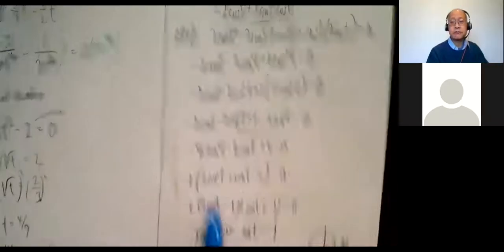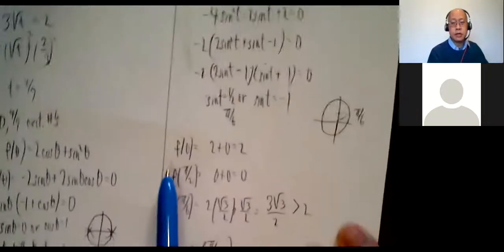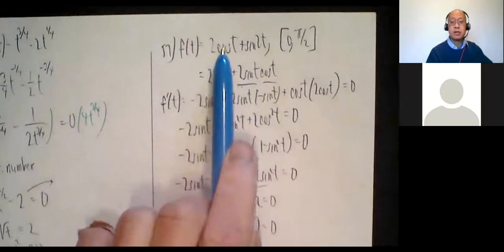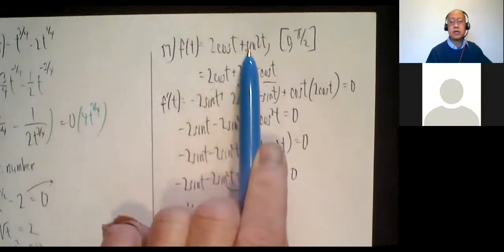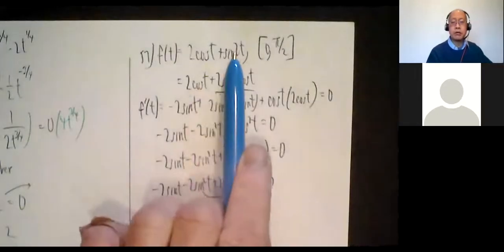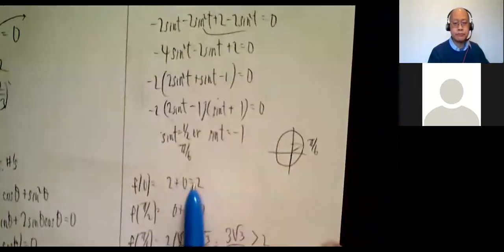Okay, so I get my list. So I plug in 0, pi over 2, and pi over 6. Right? So f of 0, plug in 0. 2 cosine of 0 plus sine of 0. Sine of 0 is 0. Okay, cosine of 0 is 1. You get 2 plus 0 equals 2. You can plug in 0 right here, 0 right here. That's 0. Cosine of 0 is 1. 2 times 1 is 2.